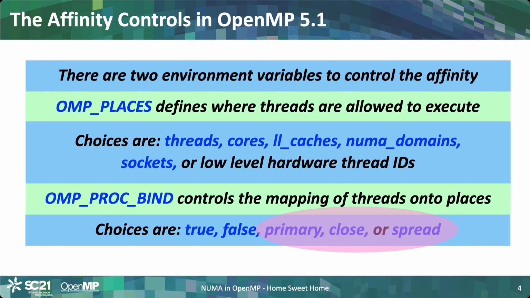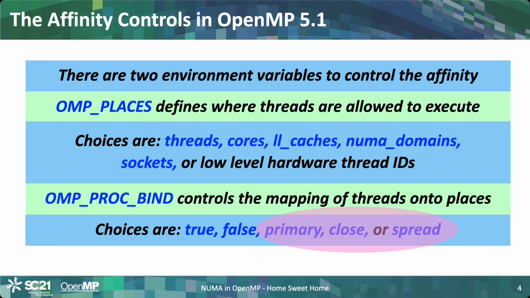And I want to spend a little bit more time on that. The choices are primary, close, or spread. Primary means that you want every thread in the team that the primary is part of to execute in the same place. So if the place is a core, you want all those threads running in the core. If it's a socket, you want all the threads running in that same socket where the primary thread is running. Another choice you have is close.